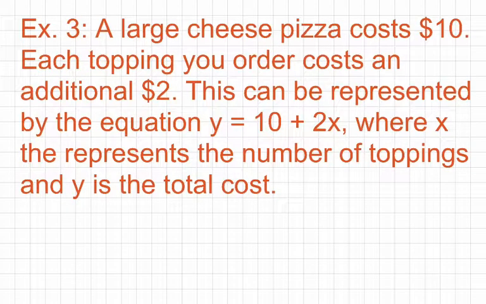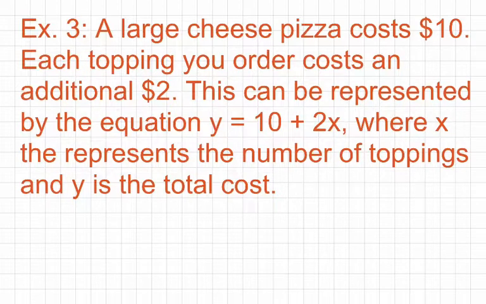Now, the first issue that we have is when we make our table, we're not going to use negative values here. You can't have negative toppings on a pizza. Even if you order a pizza with just sauce and no cheese, that doesn't mean there's negative toppings. You can't order negative toppings. So we're going to use positive values for x. We can also use the number 0 because it is possible to order pizza with 0 toppings, but you cannot order pizza with negative toppings.